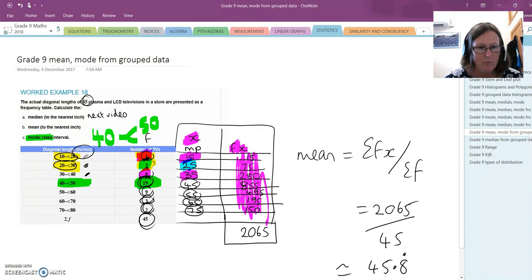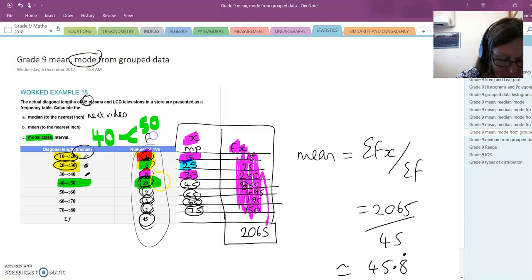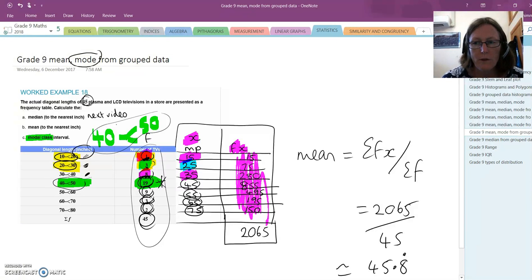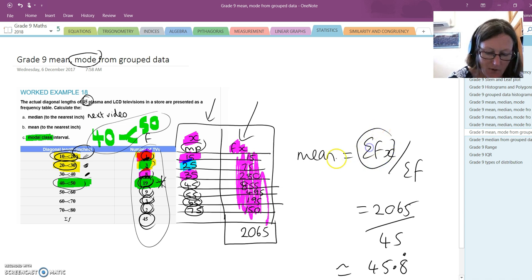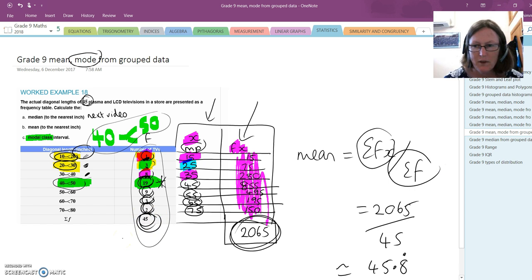So just to recap the mode. The mode, we looked for the highest number in our frequency column. The highest number was 19. That corresponded to TVs between 40 and up to and not including 50 inches. With the mean, one extra step from a normal distribution table, we needed to work out our midpoint, the point in the middle of each class. Once we worked out our midpoint, we could then do our FX column, and the mean is the sum of our FX column divided by the sum of our F column to give us our mean.